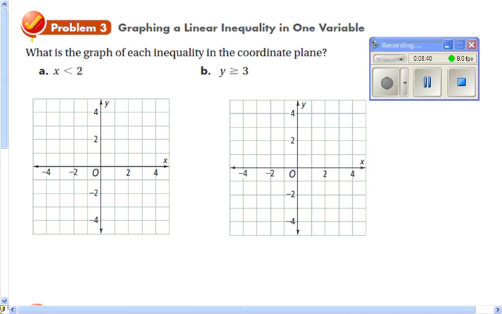All right, so what is the graph of each inequality in the coordinate plane? What we're going to do is graph the boundary line, which in this case is x equals 2 and y equals 3. And then we're just going to shade in the direction. And one thing you might notice here as we do that is that whenever it's a less than, you shade a certain way. Whenever it's a greater than, you shade a certain way. So x equals 2 is a vertical line. And since it's less than 2, we're going to use a dotted line. And that vertical dotted line is right there.